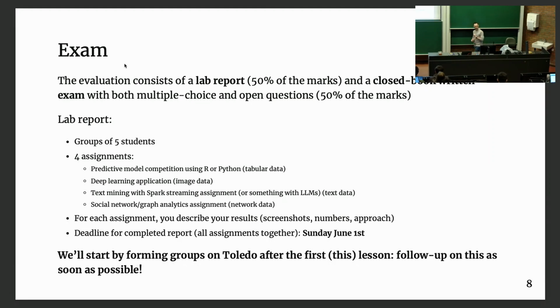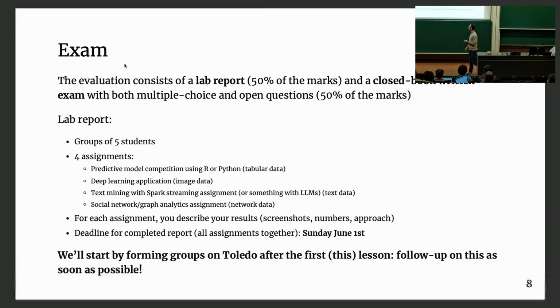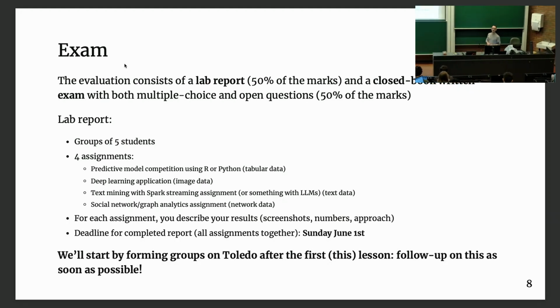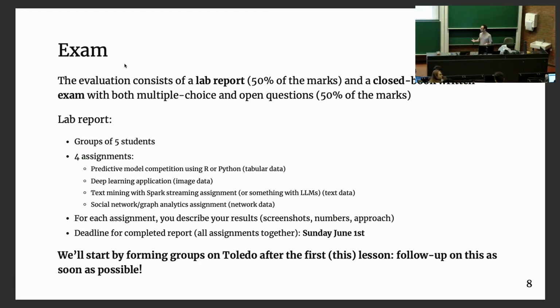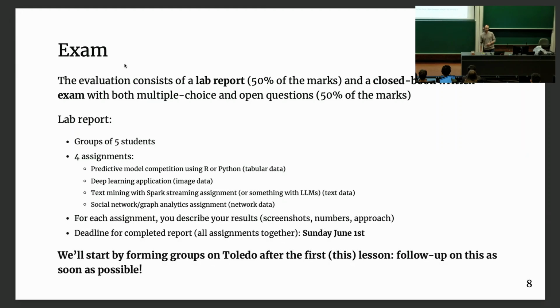Also, group formation will go through Toledo, and it will happen after today's course. Together with the recording later today, you will probably get a link where you can register yourself for a group, right? And again, that's your responsibility. If you already know some people, you can of course register together. You need to make groups of 5 students. If you don't know anyone already, just register, don't wait with that, right? Even if you're alone in a group, someone else can join that group, and typically that goes quite well.